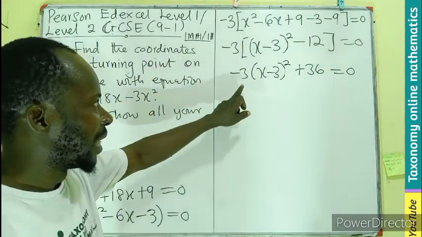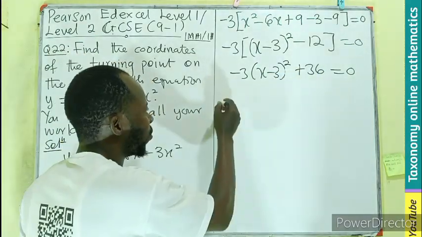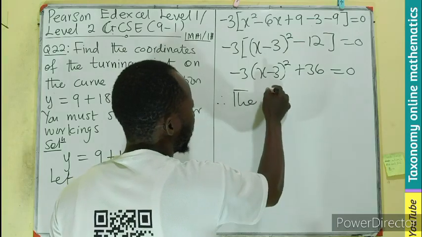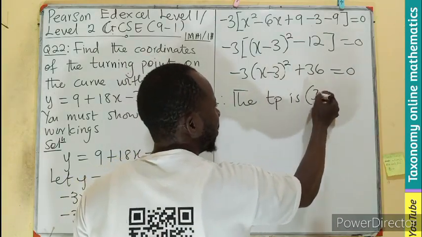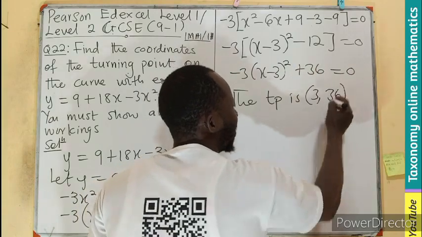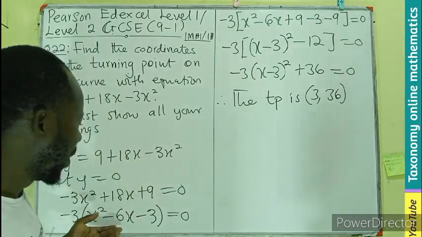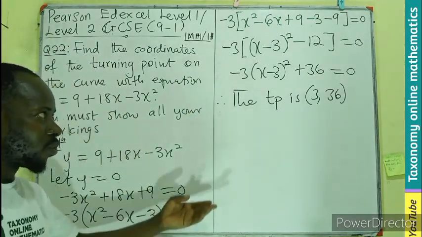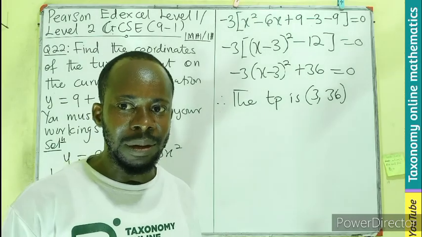Remember, we mentioned that the number here and the number here are the turning point. So the turning point is going to be first 3, second 36, just like we had from the first method. Either we take the completing the square method or we use the line of symmetry. I guess the concept is clear.